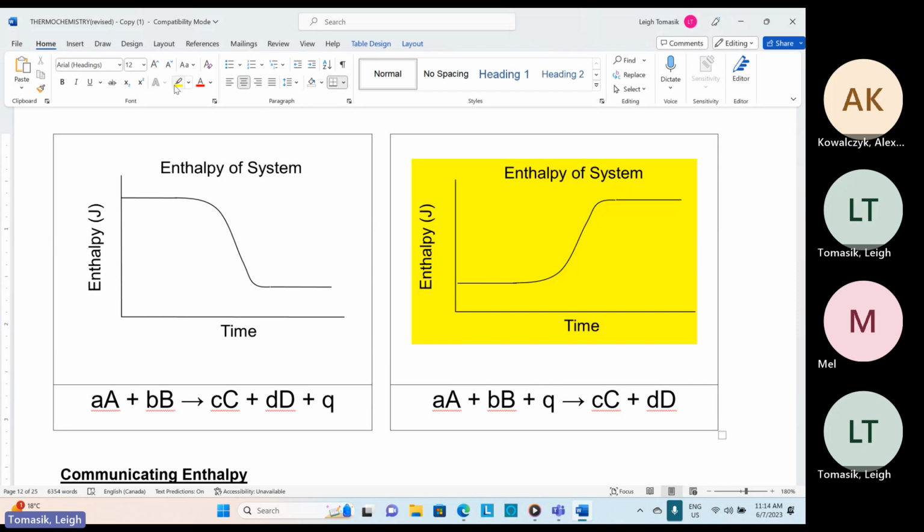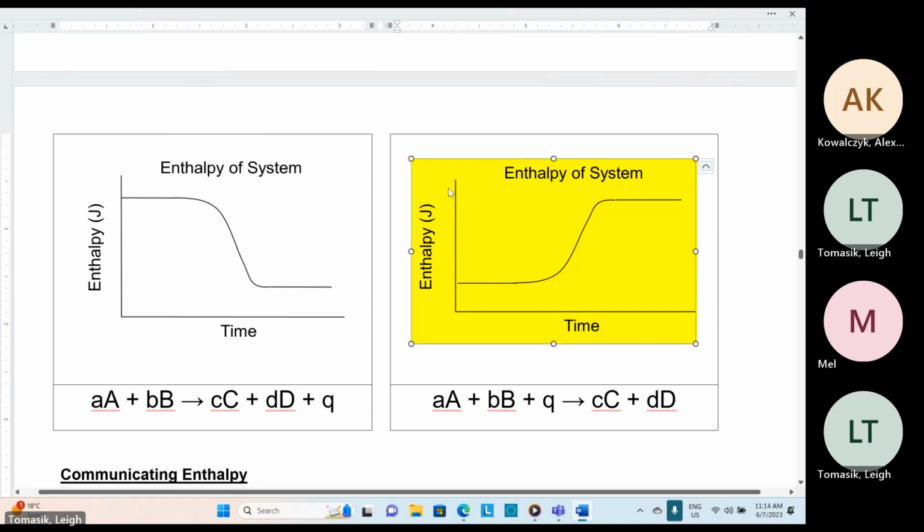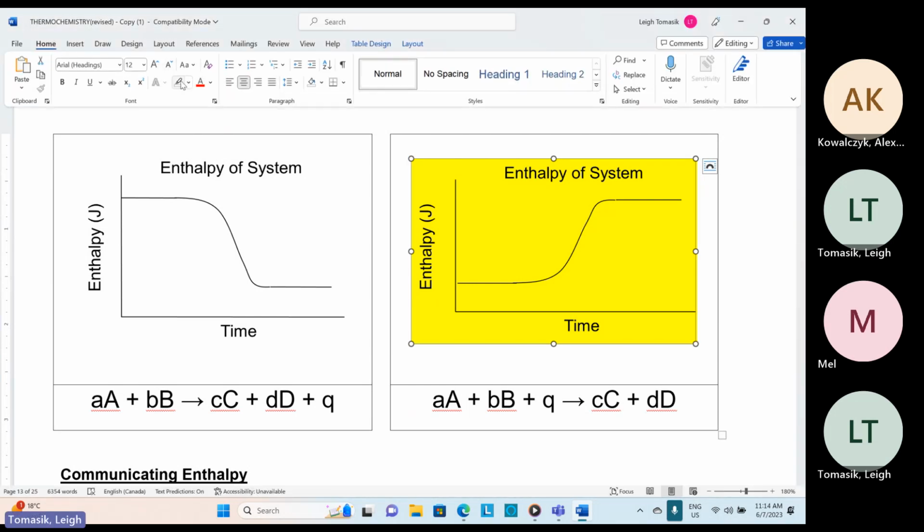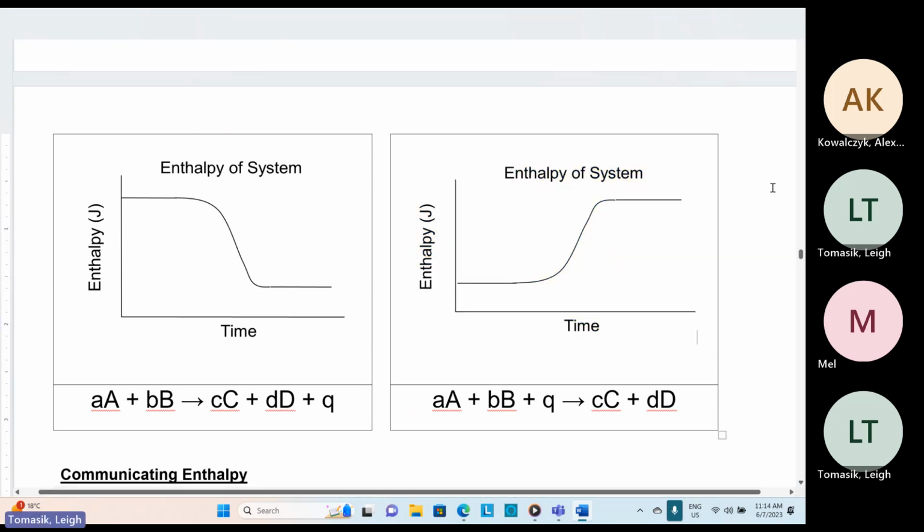Oh, I just highlighted that graph. I didn't know you could highlight a graph like that. That's kind of cool. And there we go. Okay.